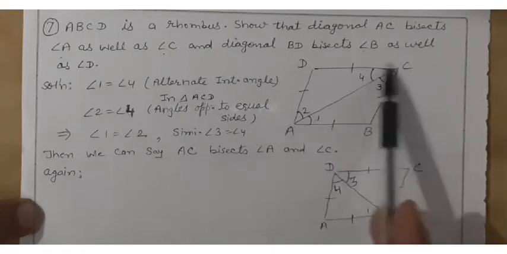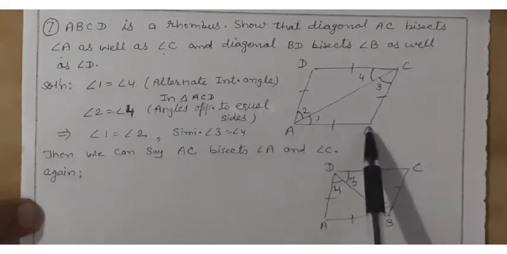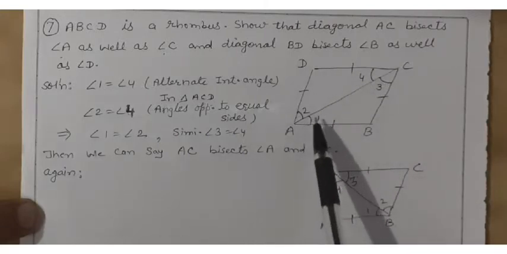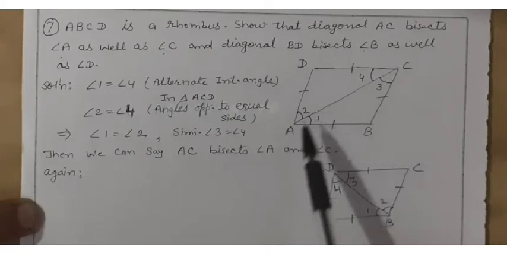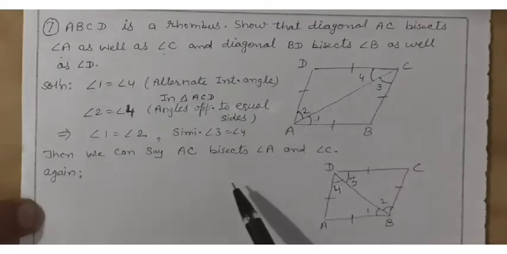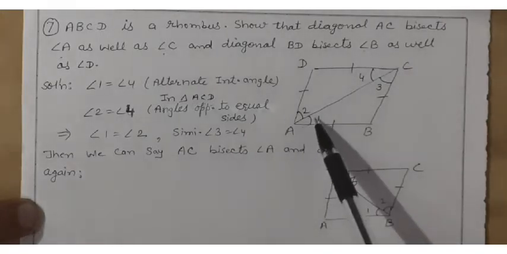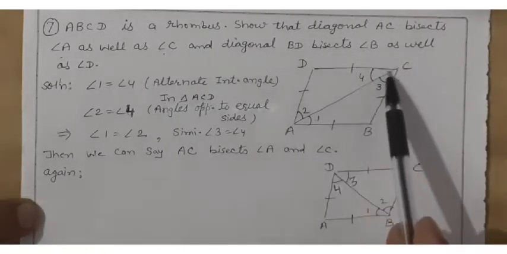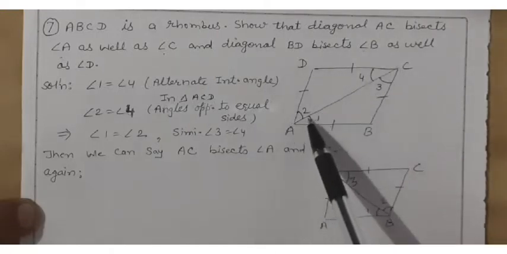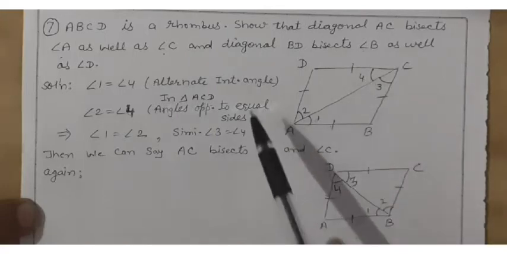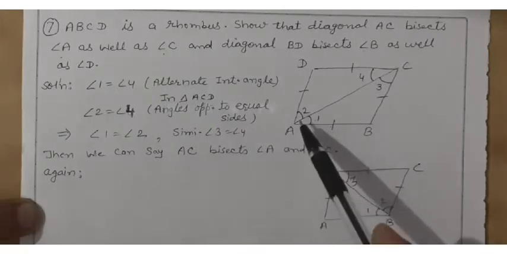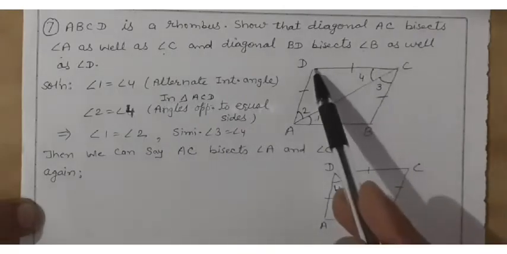Okay, ABCD is a rhombus. All sides are equal in a rhombus, that we know. Put dash here. Then diagonal AC, first part AC, you join AC, and mark it 1, 2, 3 and 4. Take one alternate angle, Z formation here. Because these two are parallel lines and this is the transversal, angle 1 will be equal to angle 4 by alternate interior angle.